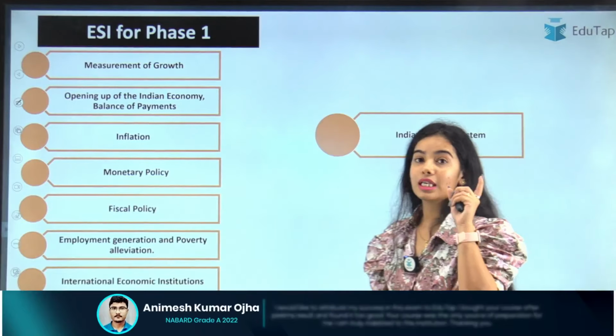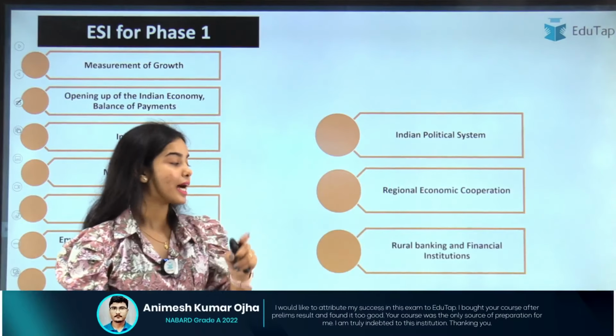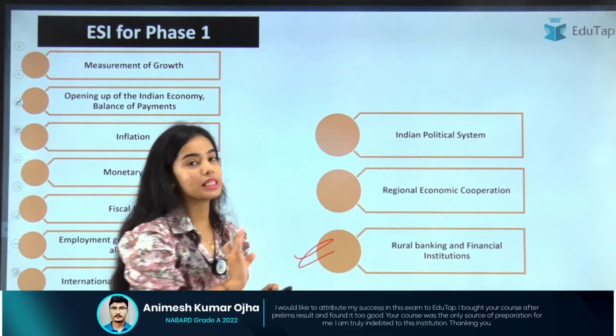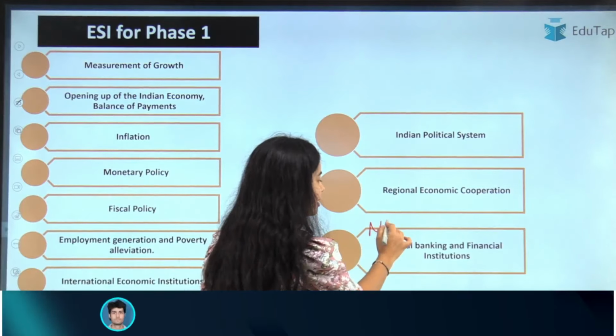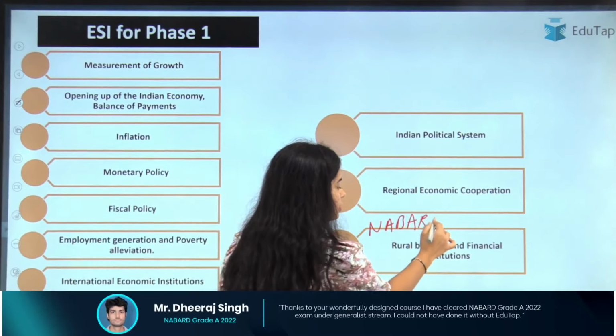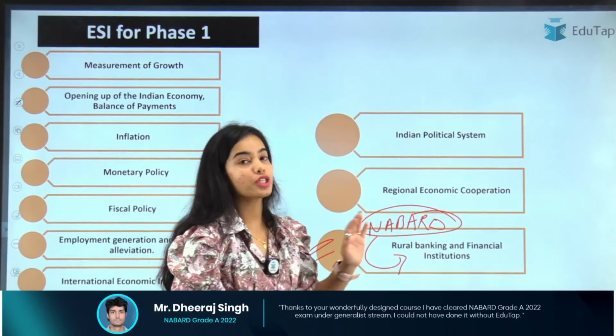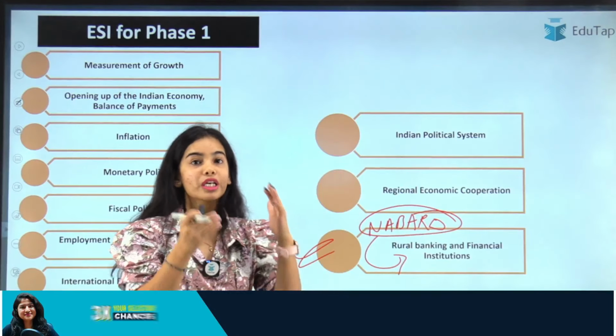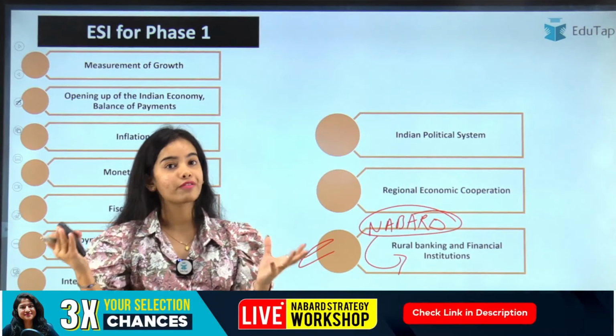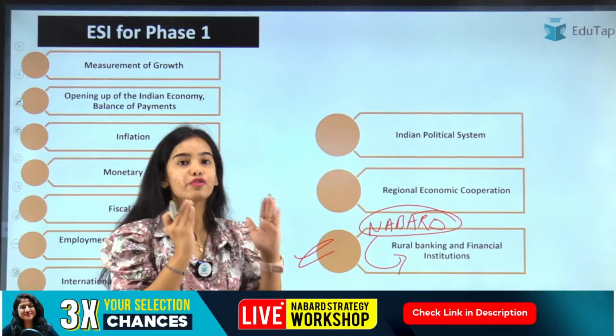Now coming to the last important chapter, that is rural banking and financial institutions. See, you are preparing for NABARD, so you should have the information regarding rural banking and financial institutions. Right now, financial inclusion is the major focus of the country. The digital ecosystem is the major focus of the country.